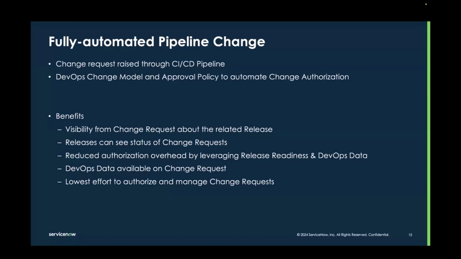So release readiness we're validating, and deployment authorization we can automate with the same data. So you don't have to do it once for DevOps and once for release, or once for change and once for release. We're sharing everything. So you're able to just use this data in multiple ways to help streamline your change and release process.